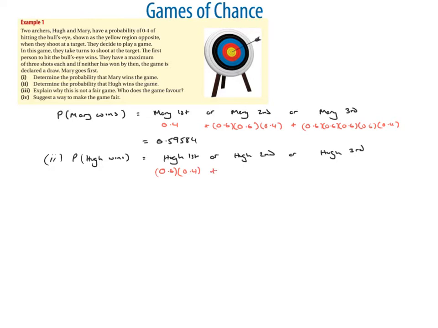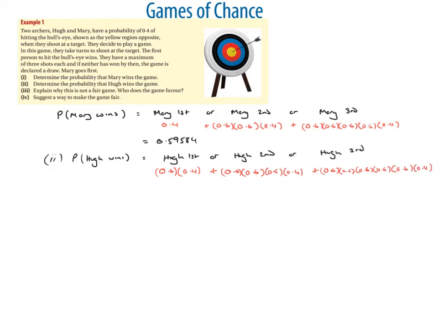Okay, so the or, so we're going to put plus there. And now Hugh on the second time he gets to have a go means that Mary has missed, that's 0.6. He's then missed himself, which is 0.6. Mary has missed again, which is 0.6. And then he's hit, which is 0.4. So that means that he'd win it on the second. And then we've got the other or, so plus, and Hugh on the third attempt means that Mary's missed, 0.6. He's missed, 0.6. Mary's missed, 0.6. He's missed, 0.6. Mary's missed again, 0.6. And finally, he hits it, 0.4.